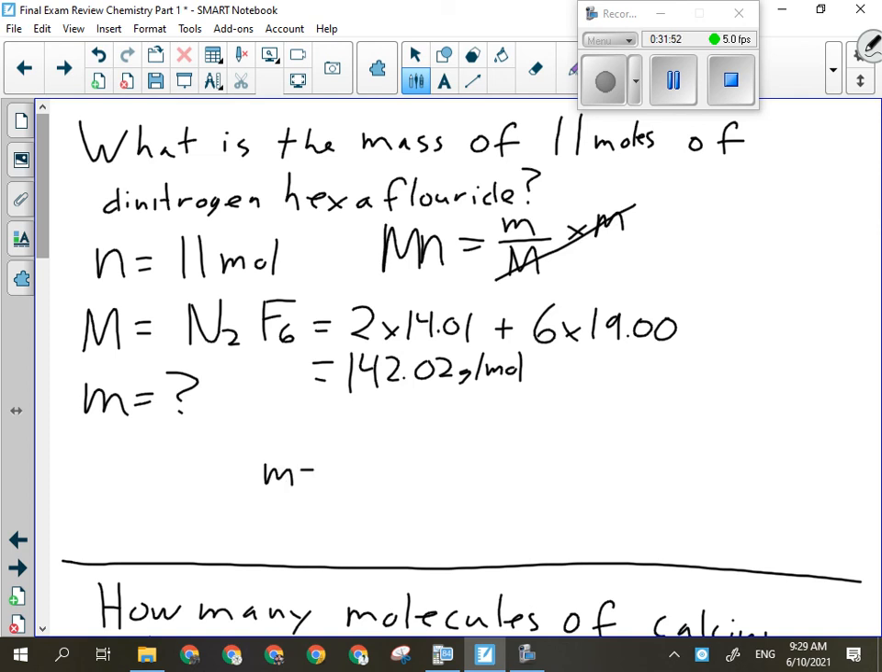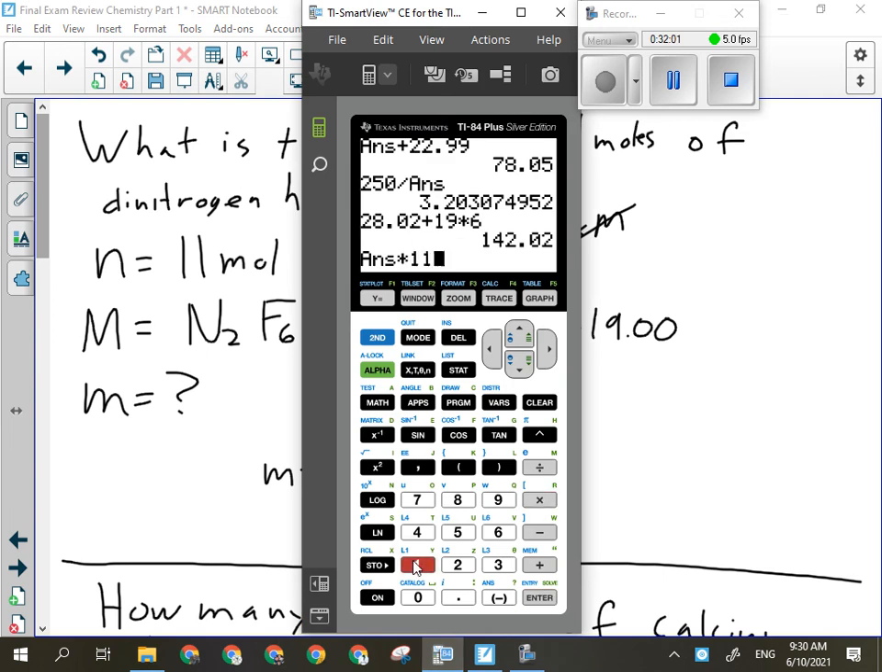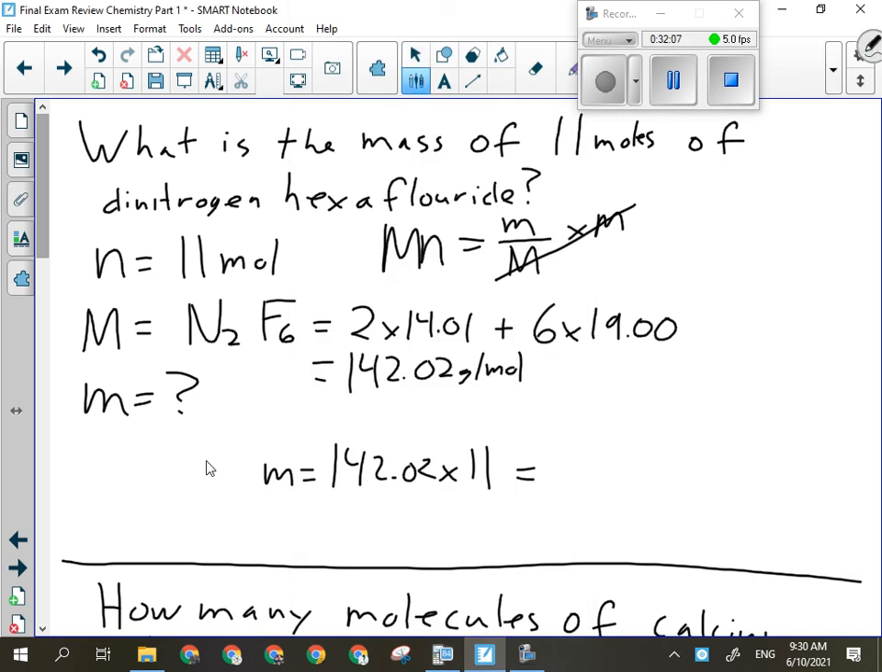So all I have to do is go little m equals 142.02 times 11 moles. All right, and my mass is going to be 1,562.22 grams. How important are units? Very important. Don't forget your units. All right. Questions on that one?